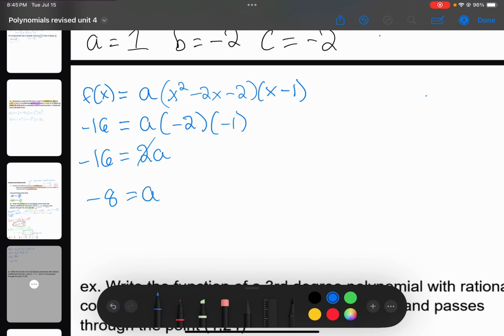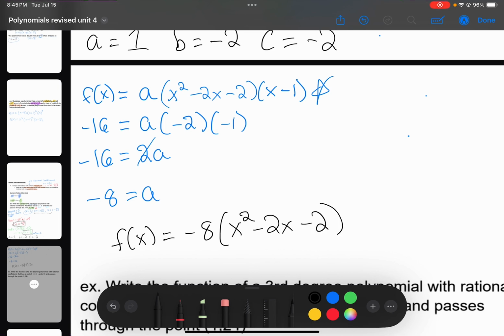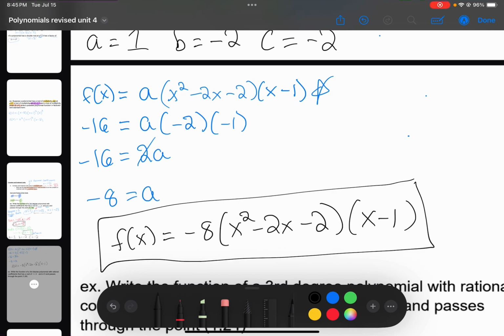Okay, so now that we have our a value, we can go back to this equation here and plug in everything. So we have f of x equals, our a is -8, times x squared minus 2x minus 2, times x minus 1. So here's a way to get the equation from all that given information we had.